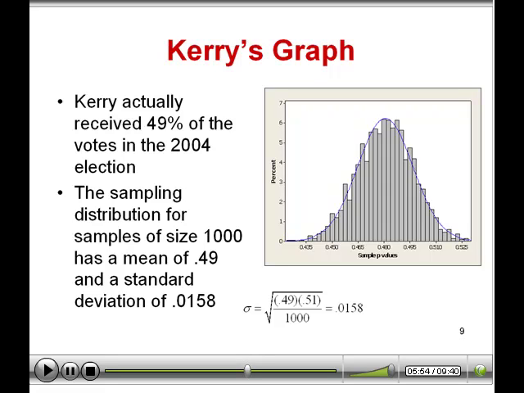To see the practical reality of this, Senator Kerry received 49% of the popular vote when the votes were counted for the 2004 presidential election. So, in fact, the mean of the sampling distribution of proportions is really 0.49, and the standard deviation as calculated from the formula is 0.0158. You may remember our rough estimate was 0.0167, which wasn't bad.